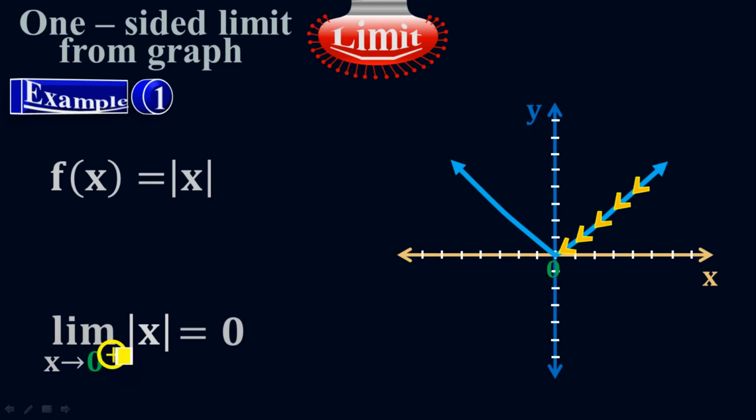Again, this symbol, this plus, means that we are coming from the right side. It is only the indication of the direction, nothing more. If it is negative, it shows that you are coming from the left side. If it is positive, it shows that you are coming from the right side.